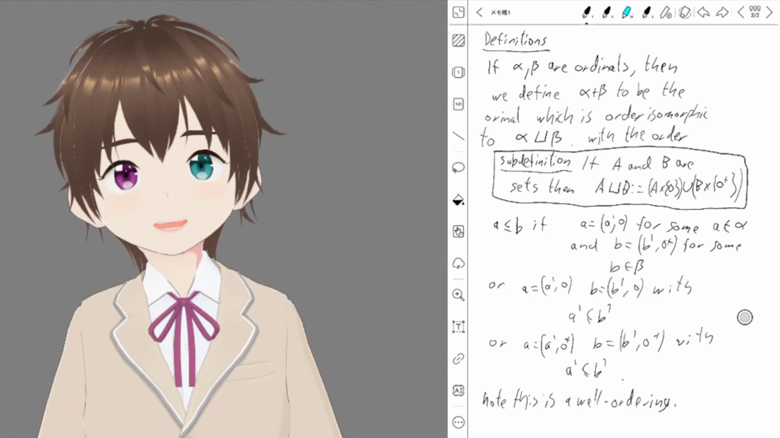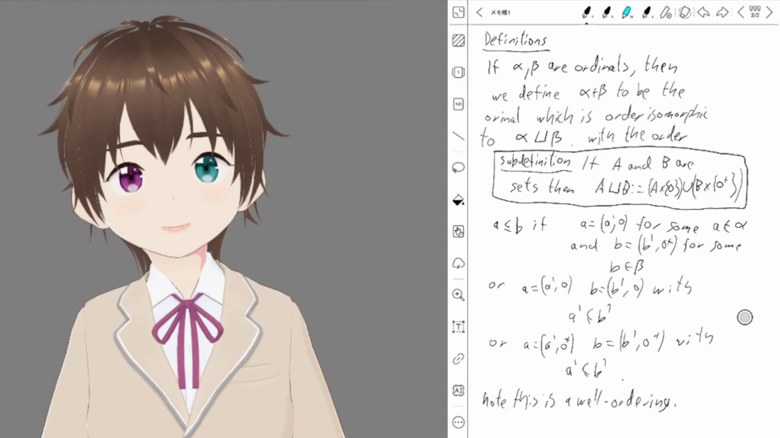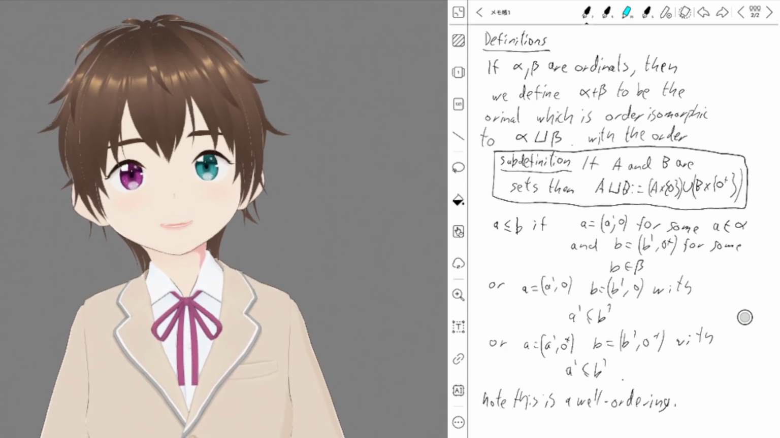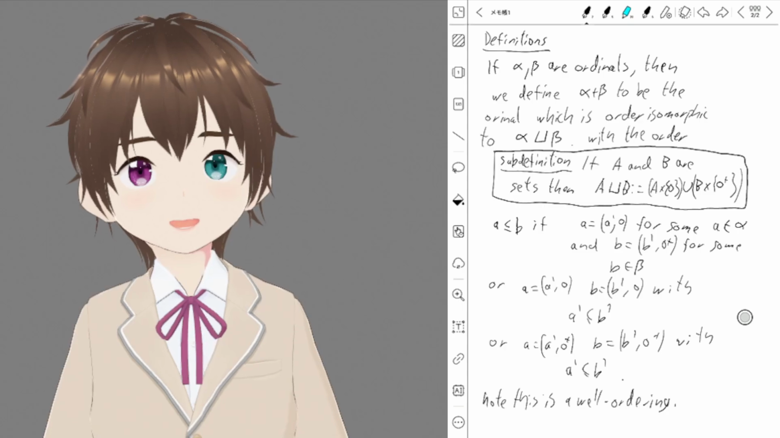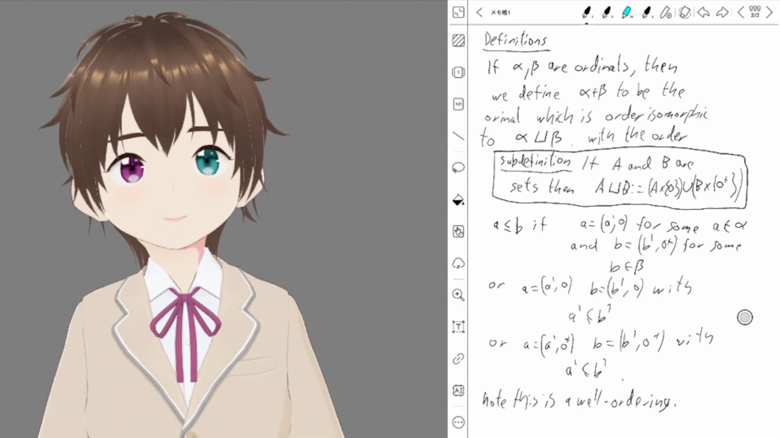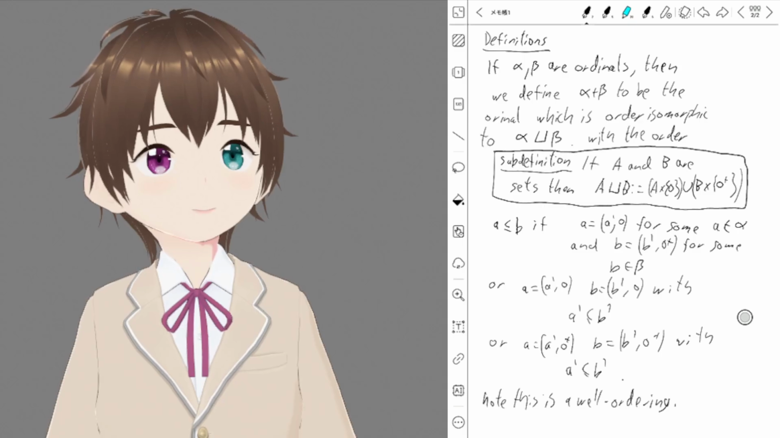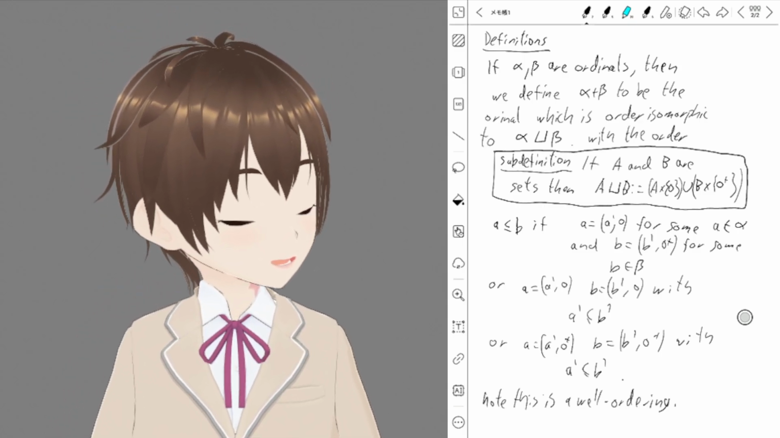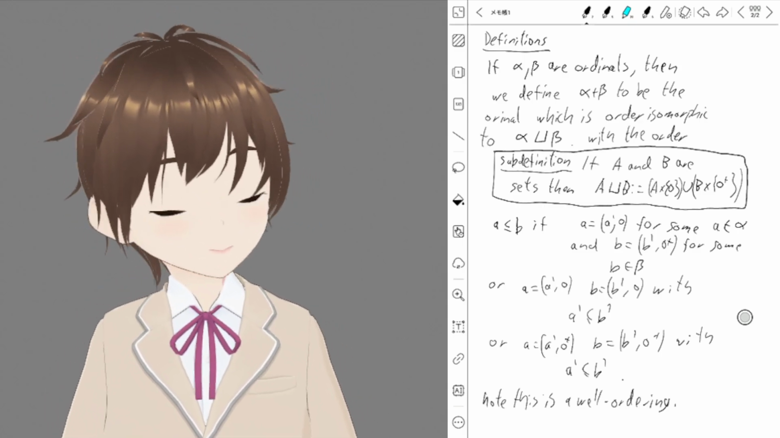So this gives us a well-defined notion. If I have two ordinals, I just take this construction. This is a well-ordered set, and I just find the unique ordinal which is order isomorphic to it, and that gives me our way of combining two ordinals.